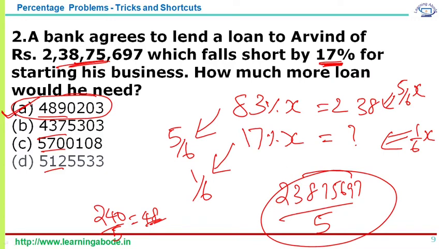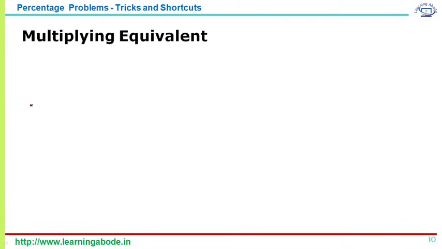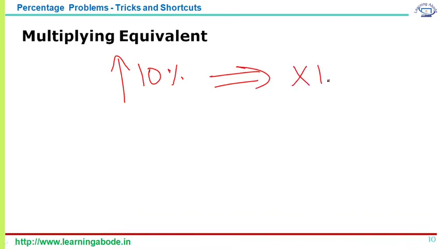So this fraction and percentage equivalent is a very useful one. I'll show you more questions on that after the second concept. The second concept is what many call the multiplying equivalent. What do you mean by multiplying equivalent? Let's say there is a value x, and there is a 10% increase on that, or a 10% profit, or 10% growth. The new value you can obtain by multiplying the old value with 1.1.